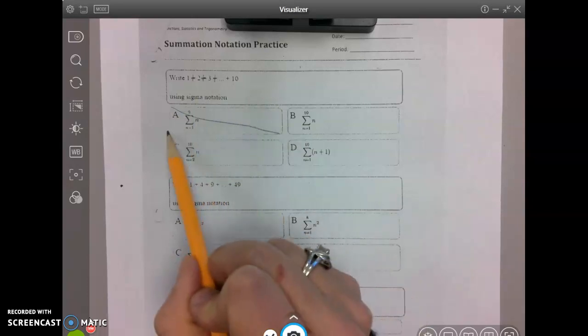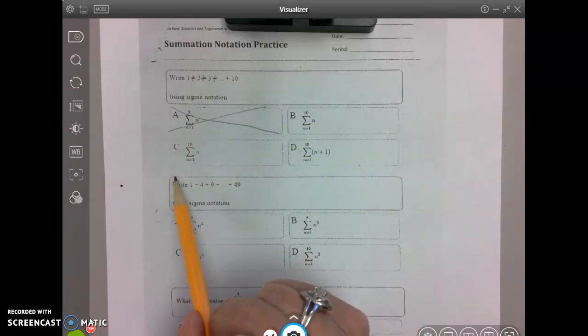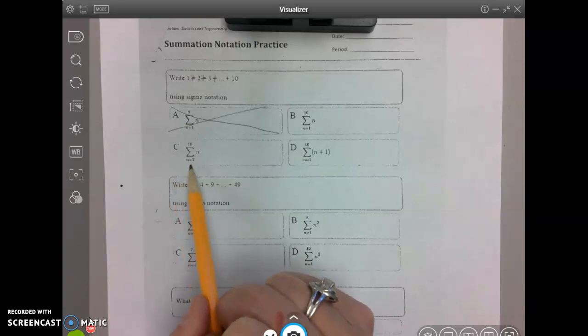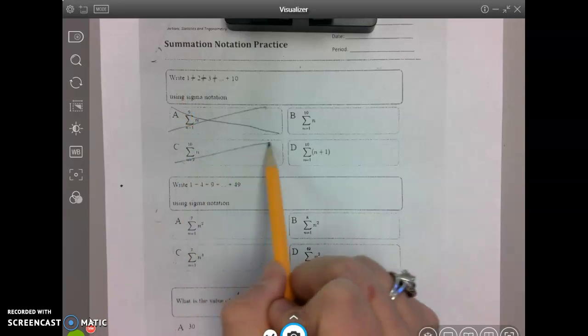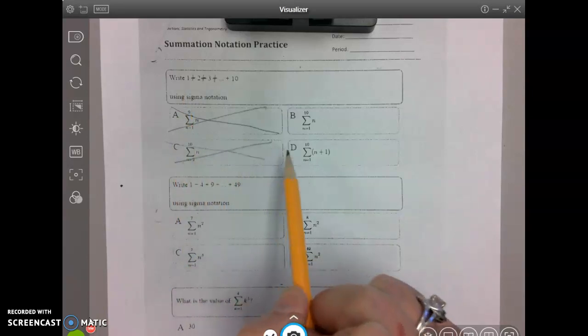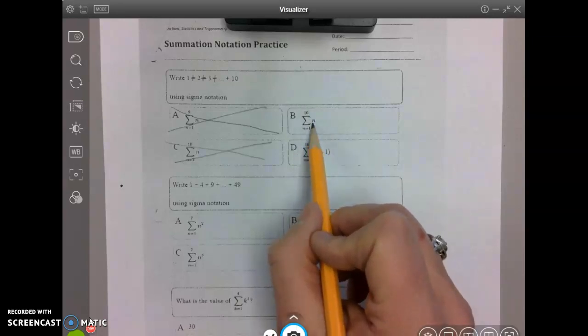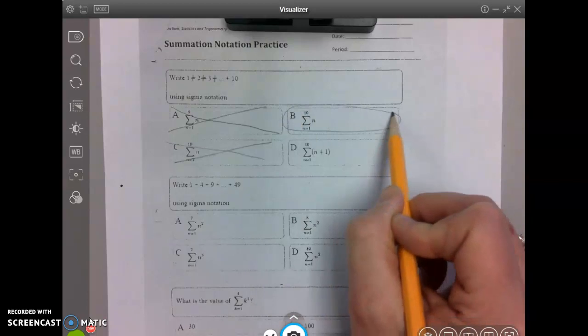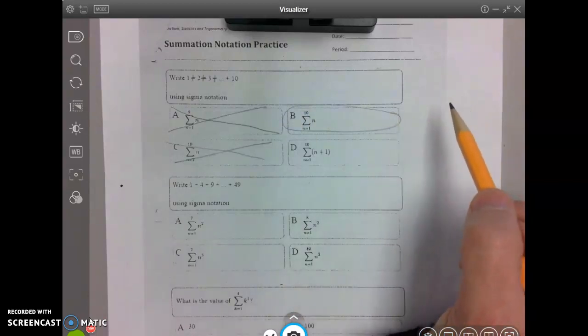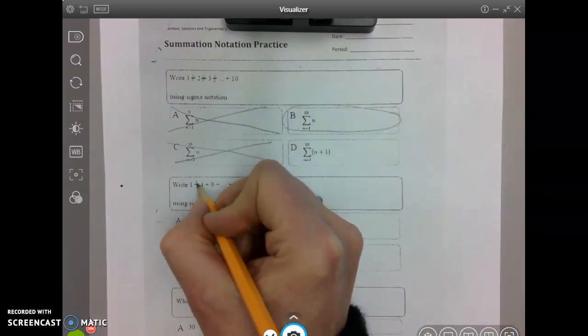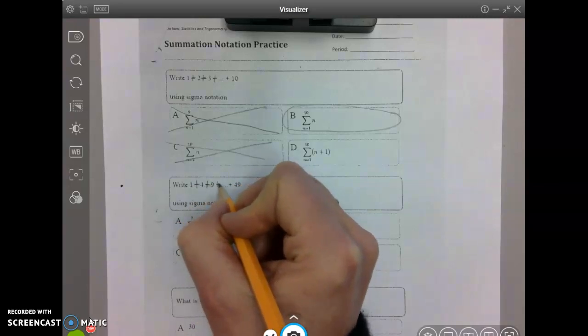So I know it's not this one. And it looks like this one says it starts at 2, and this one definitely starts at 1, so it's not this one. And this one looks like it's it, just from n equals 1 to 10 of n, it would be letter B. Again, these are plus signs. I'm sorry that these are hard to read.